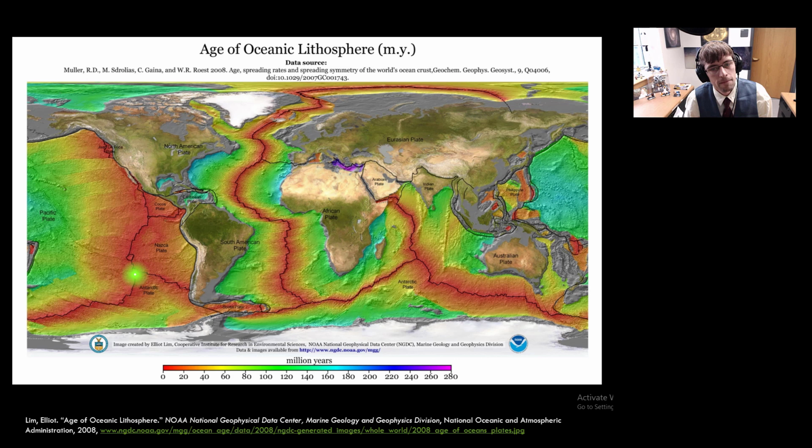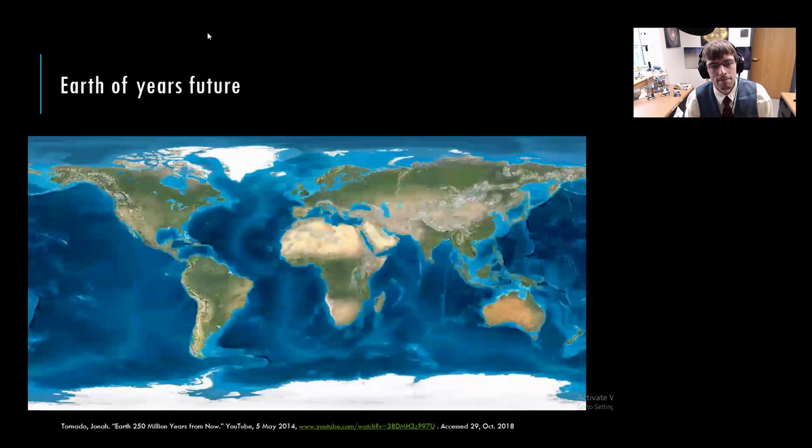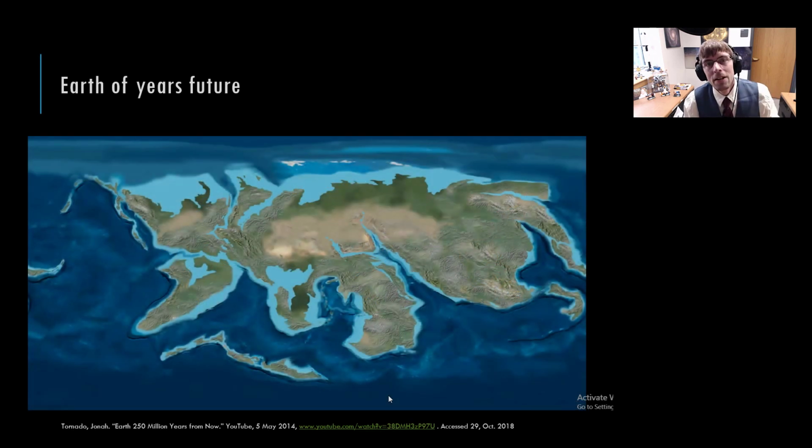The oldest plates, you notice, are actually right around here in the Mediterranean. Those are some of the oldest plates in the world. So not only do we have an idea about where the plates were in the past, but now, knowing the current direction and the current speeds of the plates, we can project where they're going to be in the future. So that's all I have to say about plate tectonics.